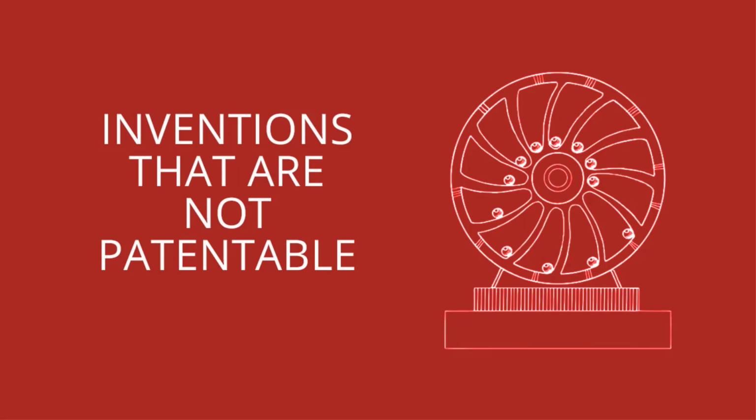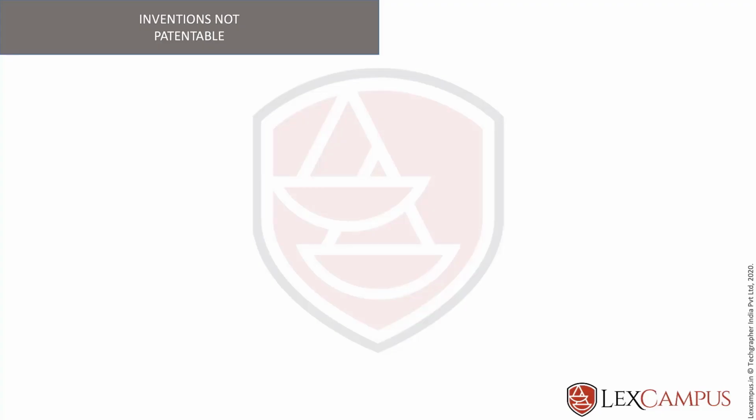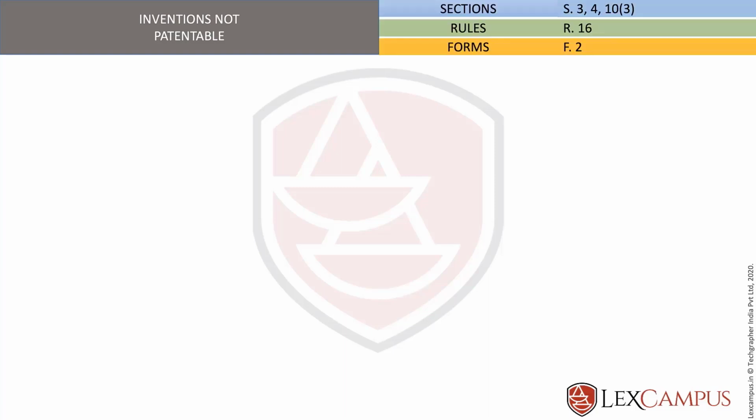Today we'll be looking at inventions that are not patentable. Now there is a separate chapter in the Patents Act which covers inventions that are not patentable. The sections you will find them in are section 3 and section 4.